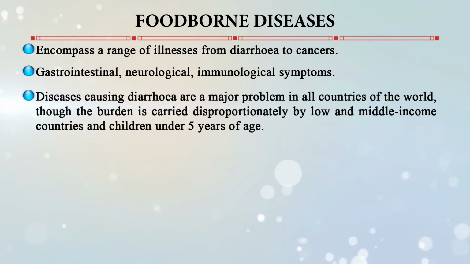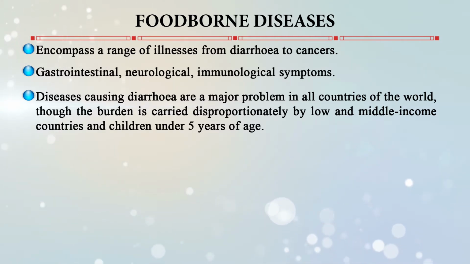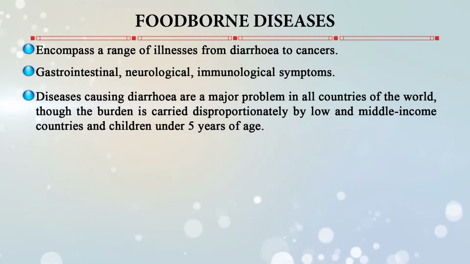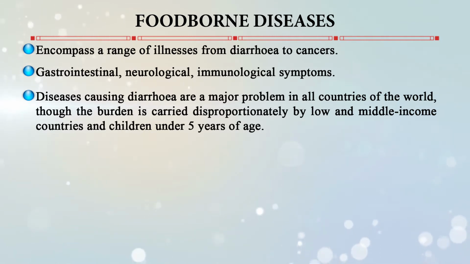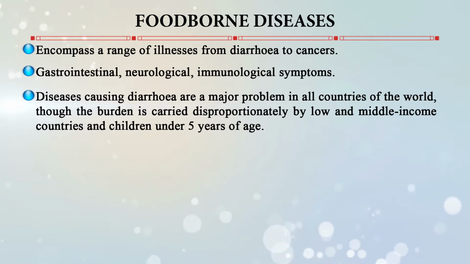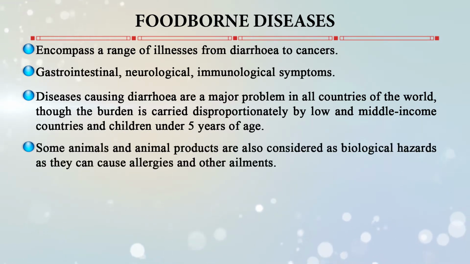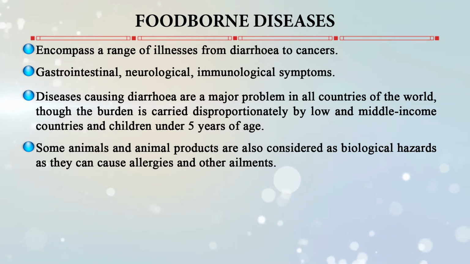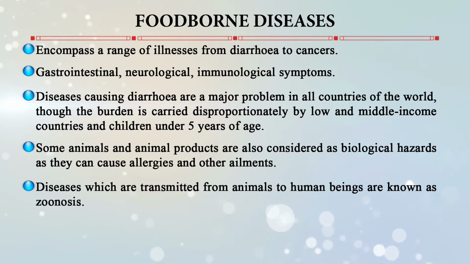The diseases causing diarrhea are a major problem in all countries of the world, and the burden is carried disproportionately by the low and the middle income group countries. And usually the children under 5 years of age are affected by these foodborne illnesses. Now some animals and animal products are considered as biological hazards because they can cause allergies and other ailments. The diseases which are transmitted from animals to human beings are also referred to as zoonosis.